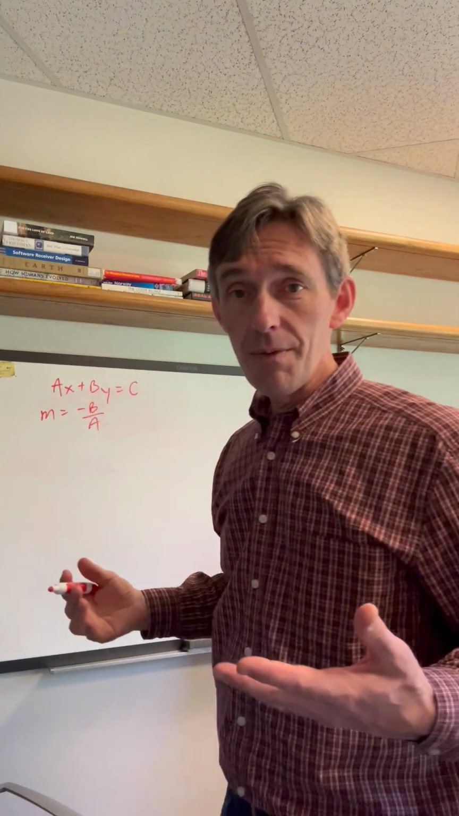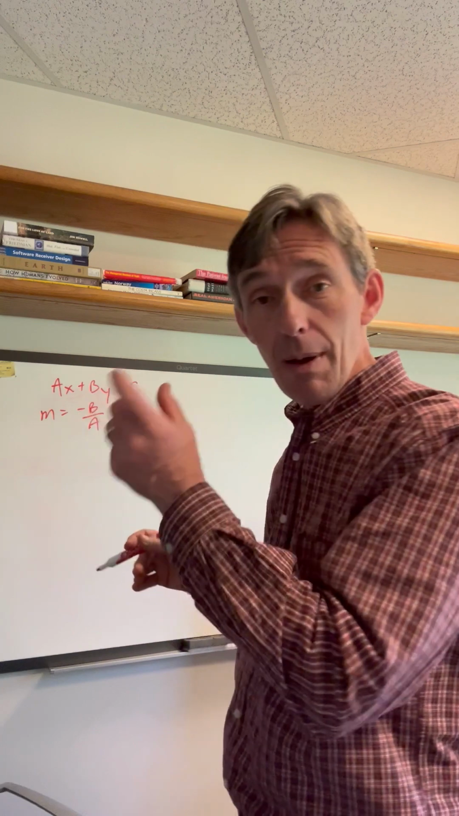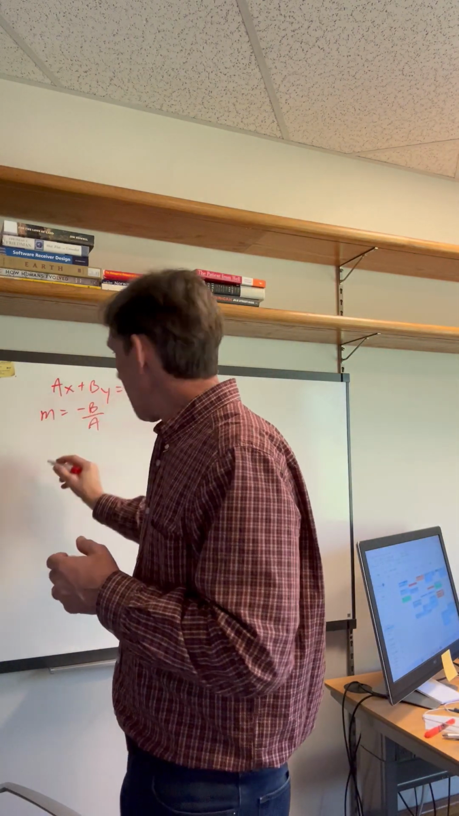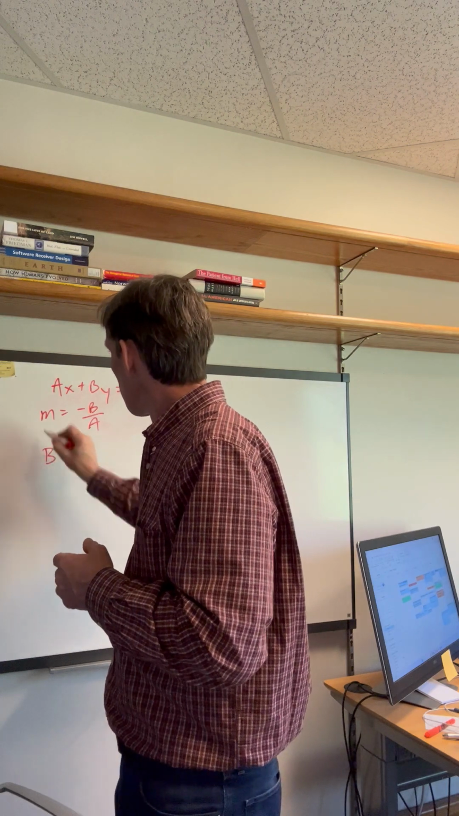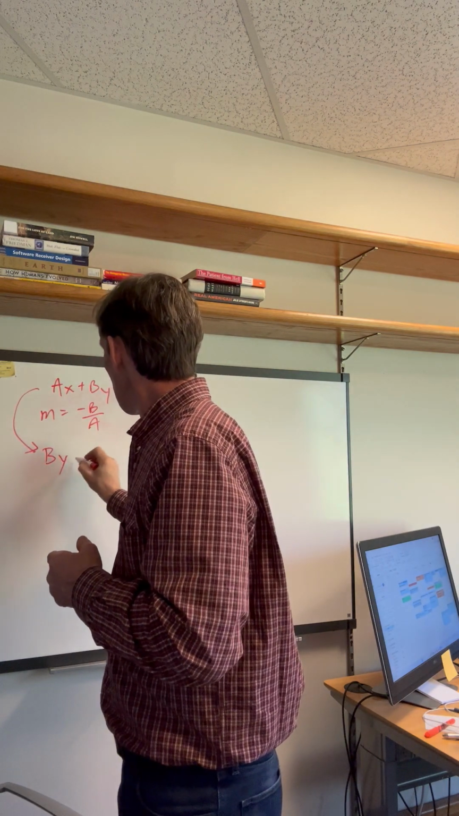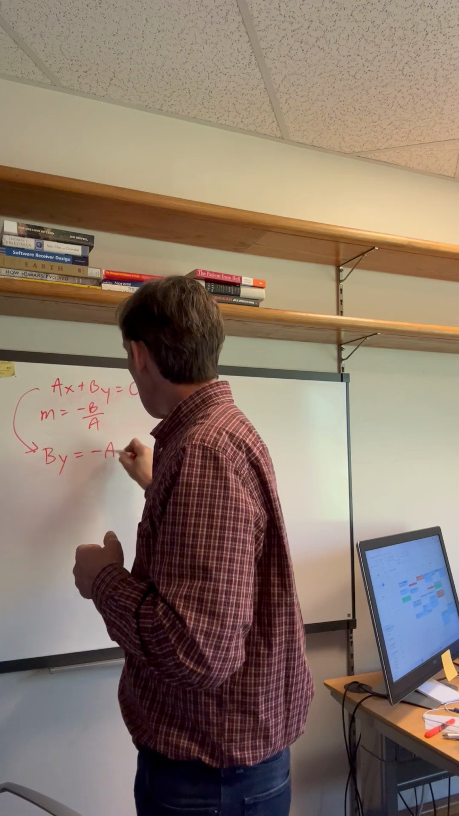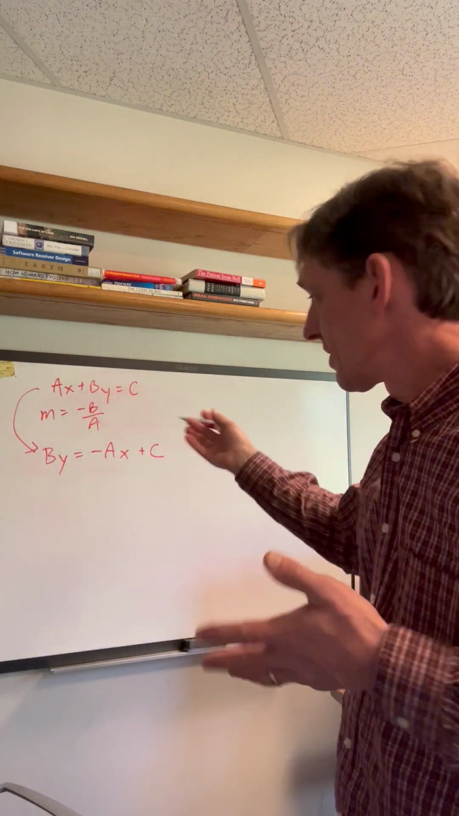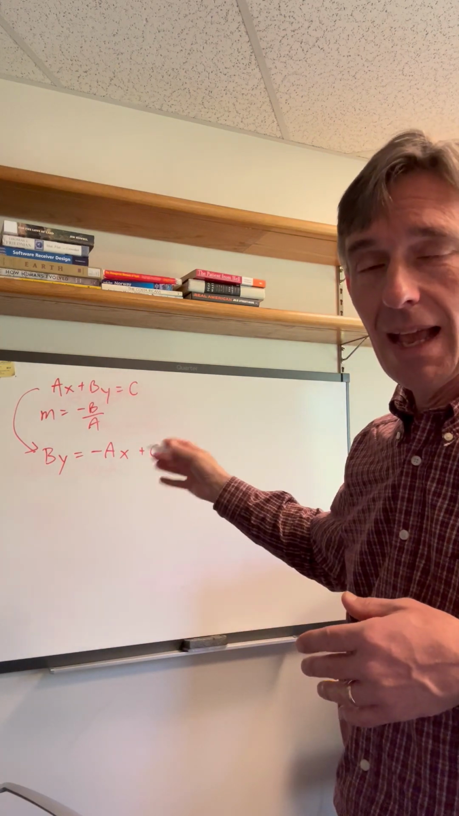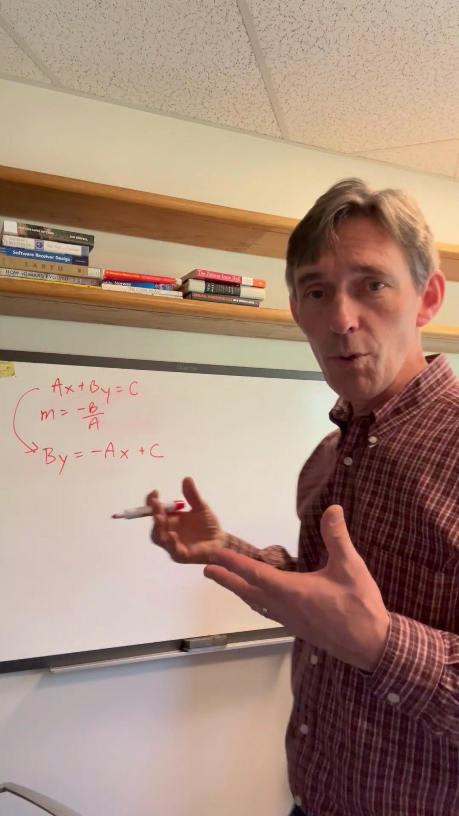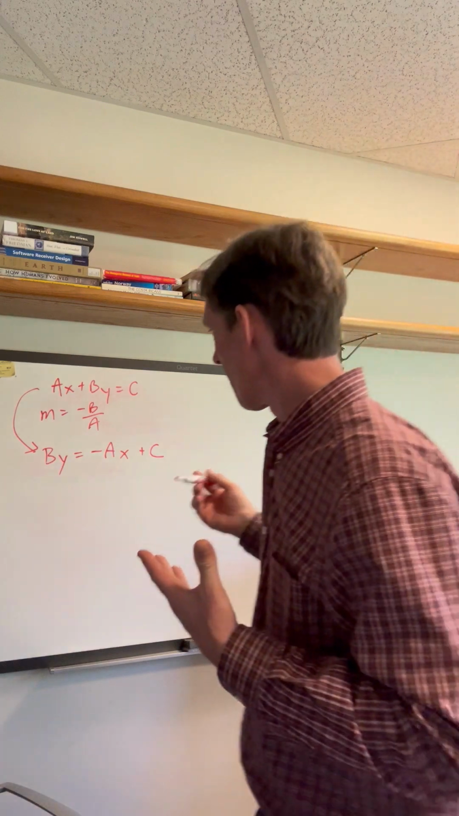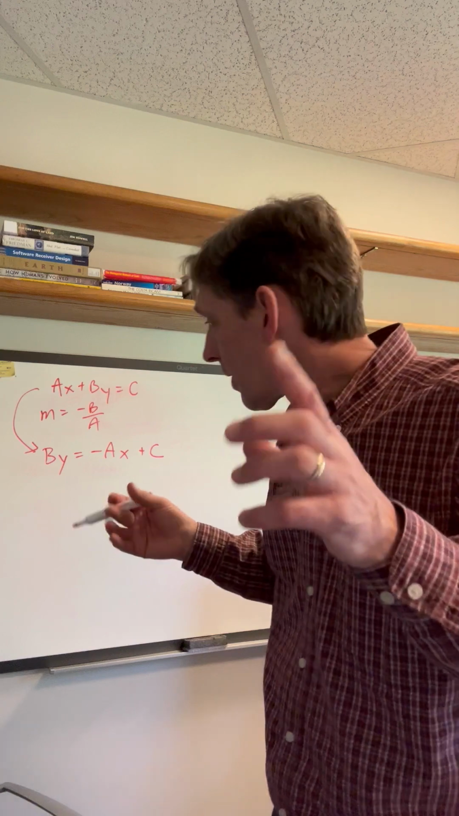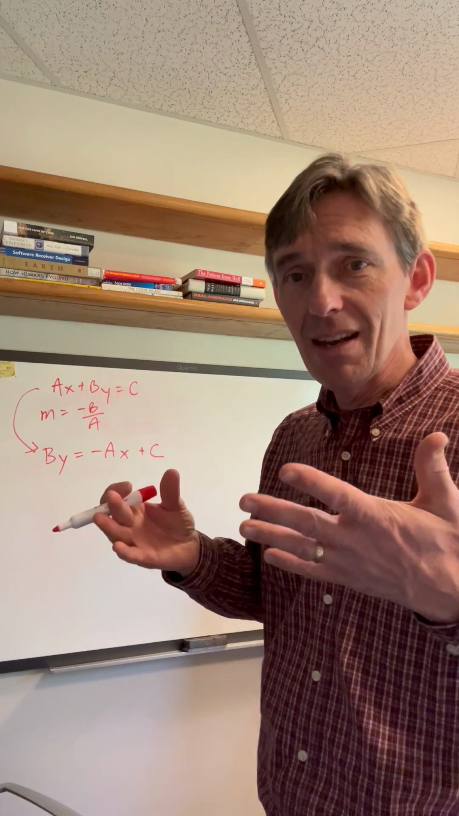I'm going to first get rid of the ax and move it over to the other side, so I've got my y term by itself. So I'm going to subtract ax, so I get by equals negative ax plus c, right? Rather than put c minus ax, I left the negative ax in front so that it more easily fits into the y equals mx plus b form. Now I want y by itself, so I'm going to divide both sides by b, right? And here, importantly, you're assuming that b is not 0 because you can't divide by 0.